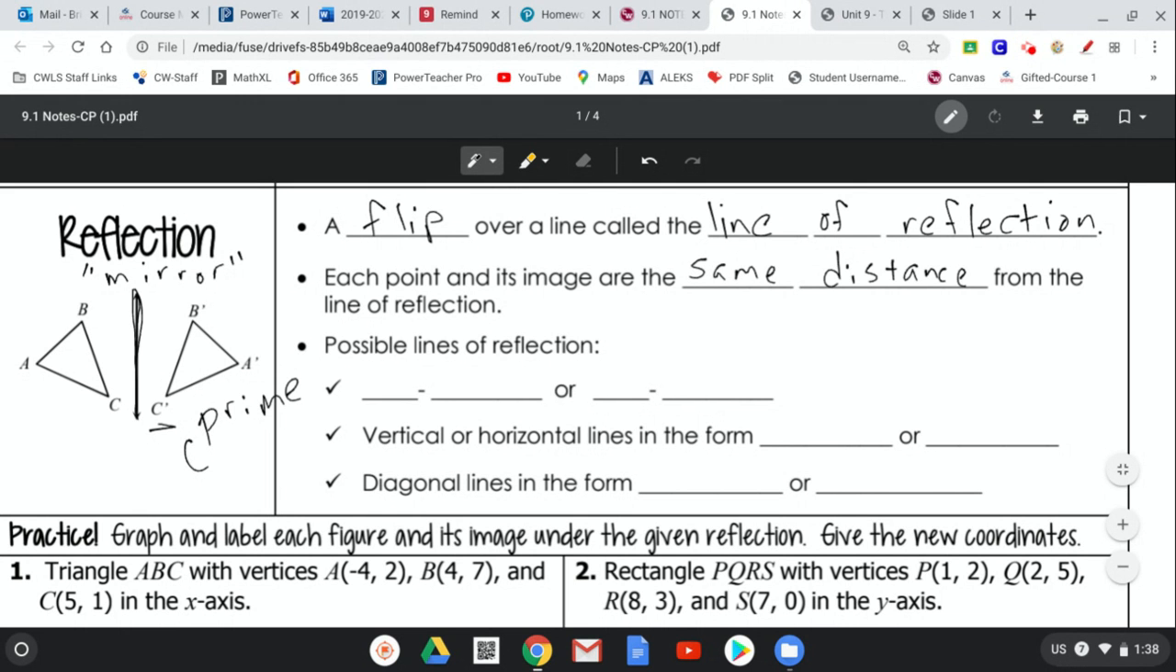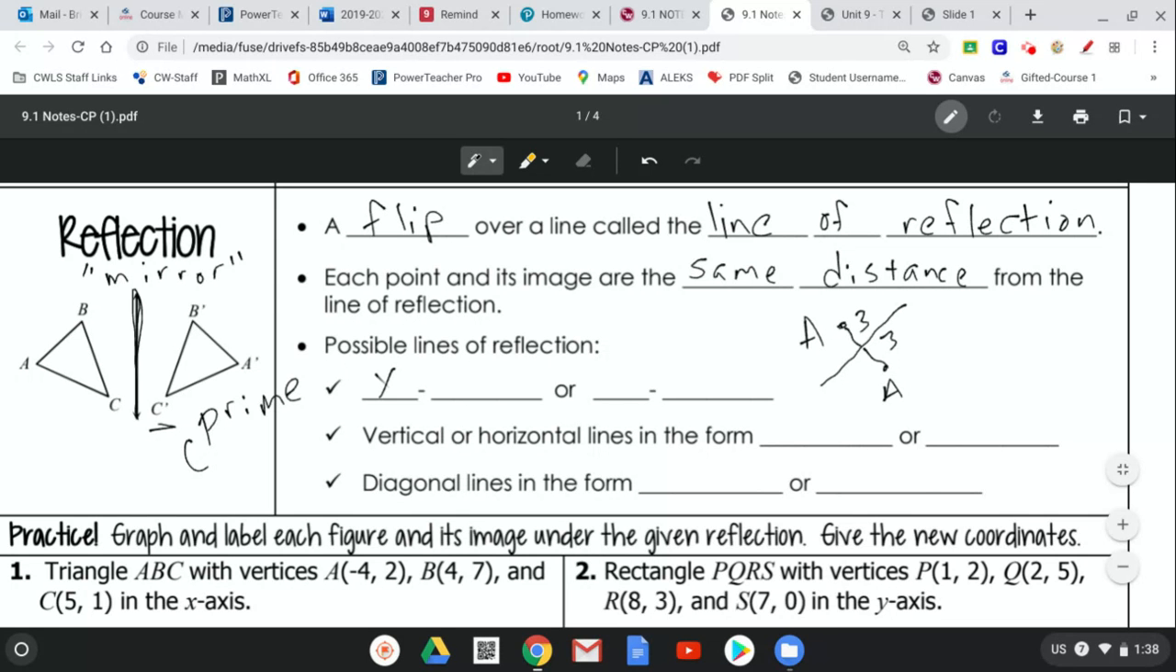That's important. So if we have this point right here, A, and this line of reflection right here, and we can count and see that A is 3 units away, well, A prime is also going to be 3 units away. That's how we're going to calculate points and figures that are being reflected over this line of reflection. We're going to count from the point to the line of reflection and then do the same thing on the other side.